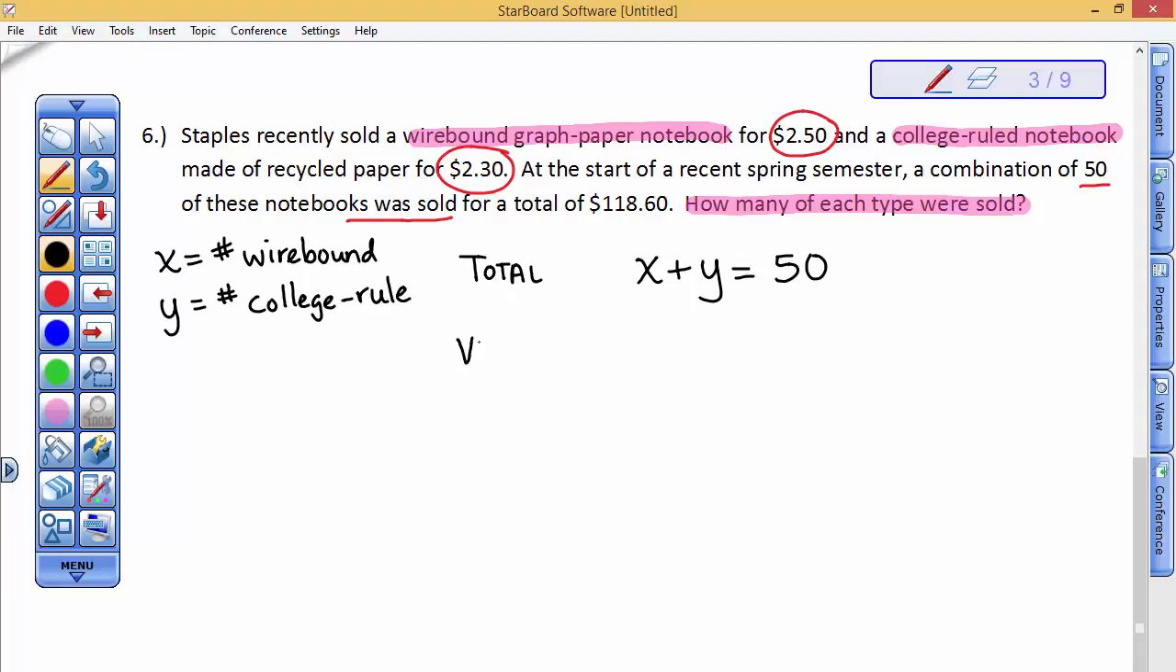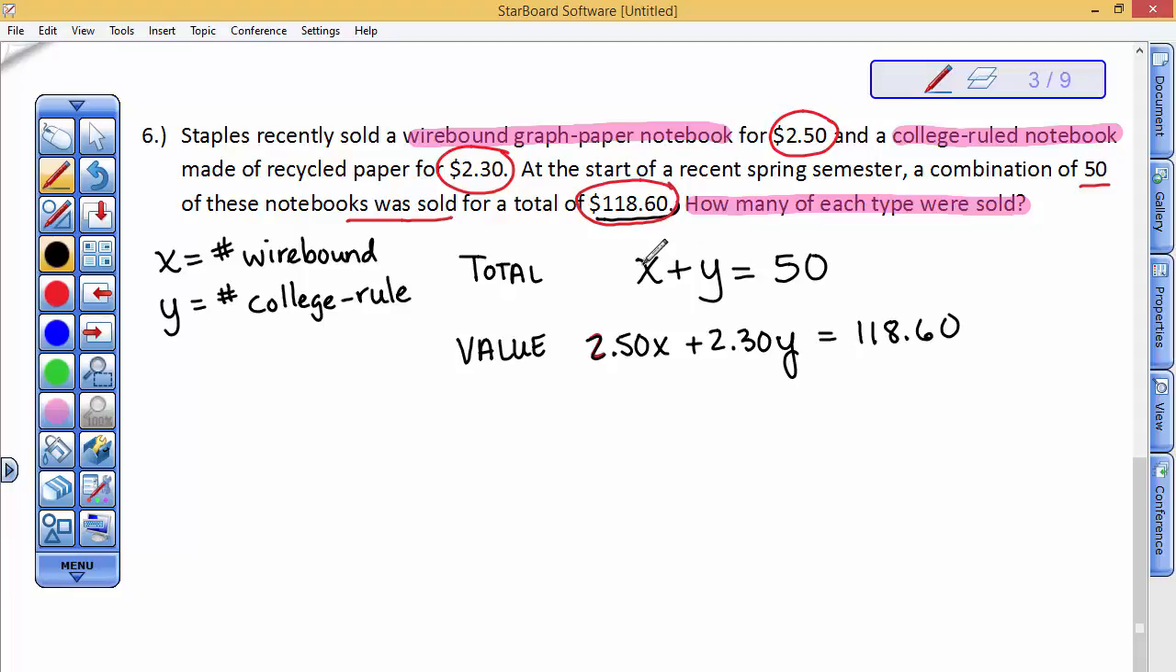My next statement is going to be about the value of what got sold, and the total sales was $118.60. So if you sold 10 of the wire-bound notebooks at $2.50 a piece, you take $2.50 times 10 would be $25. So why don't we take $2.50 times X, the number of notebooks, and $2.30 times Y, the number of notebooks, and that should equal the total value of notebooks that have been sold. Then I've got my two equations in two variables.